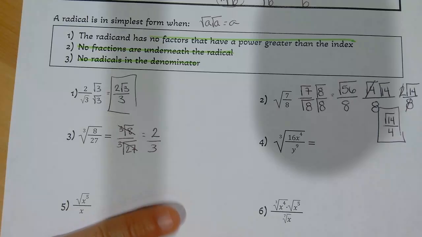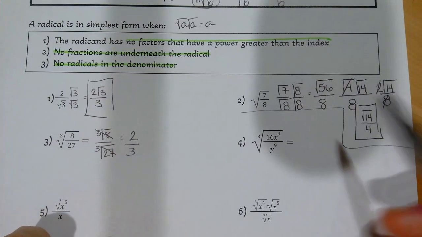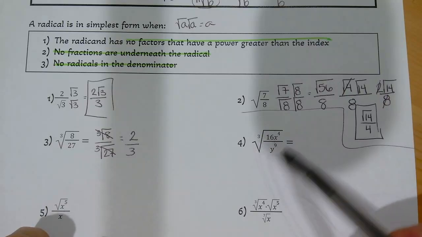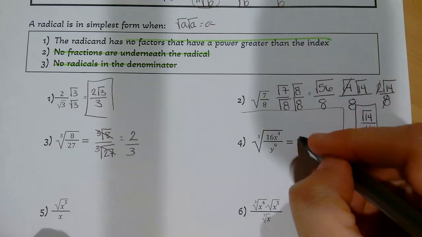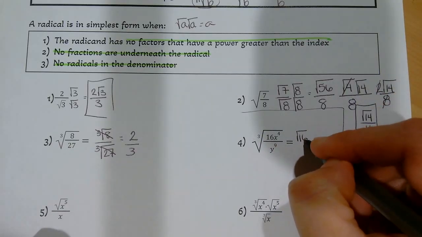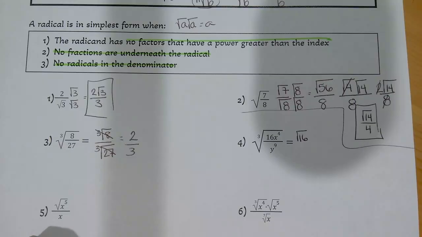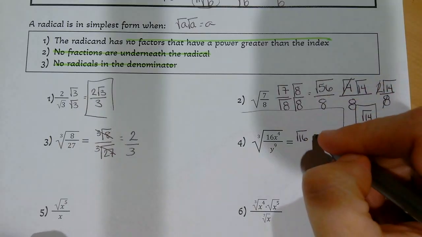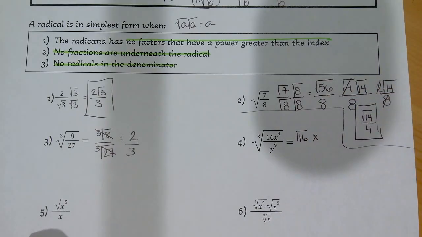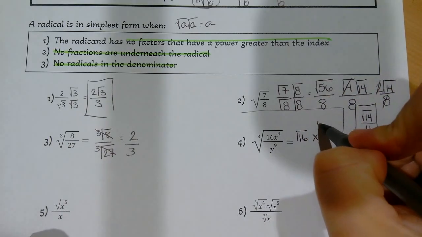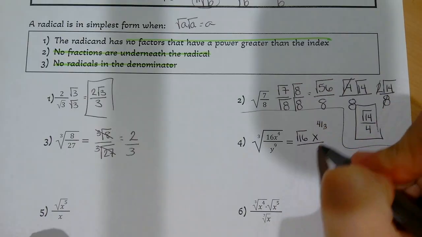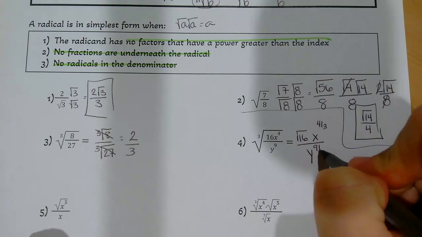Okay, now we're starting to get ugly. Let's take a look at the next one. Okay, I've got the cubed root of everything. So I'm going to kind of break this up. So it's the cubed root of 16. Now these variables I always write as fractional exponents. So remember, the roots go on the bottom. So this is x to the 4/3 and y to the 9/3.